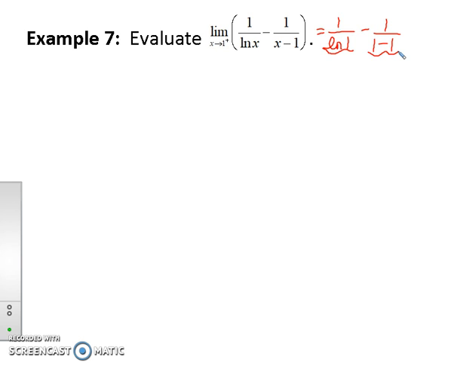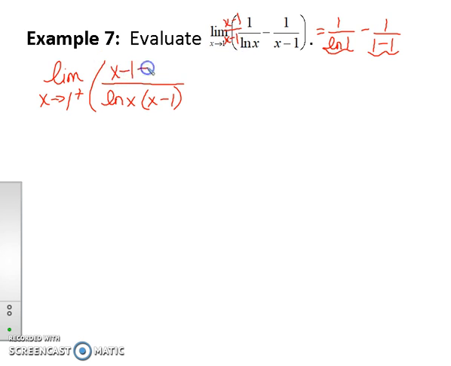So the common denominator is going to be the product of those 2 denominators, so natural log of x times x minus 1. The first fraction would have to be multiplied by x minus 1 over x minus 1, so we would get x minus 1 from that. And then minus, the second fraction would get multiplied by natural log of x over natural log of x, so that becomes minus natural log of x in the numerator there.